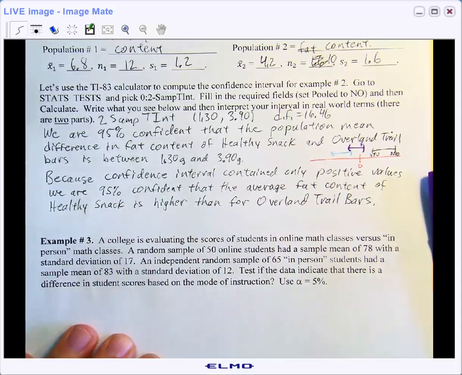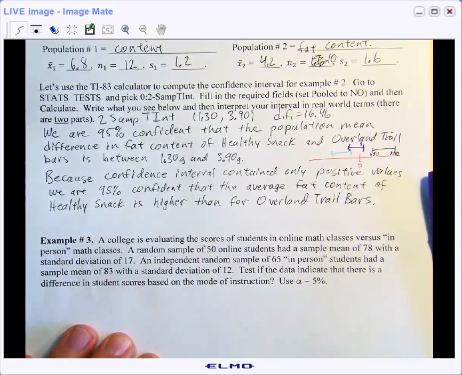I hope so. So finish up the activity, do examples 3 and 4, snap a pic or do a scan and submit them, and then work on the homework.